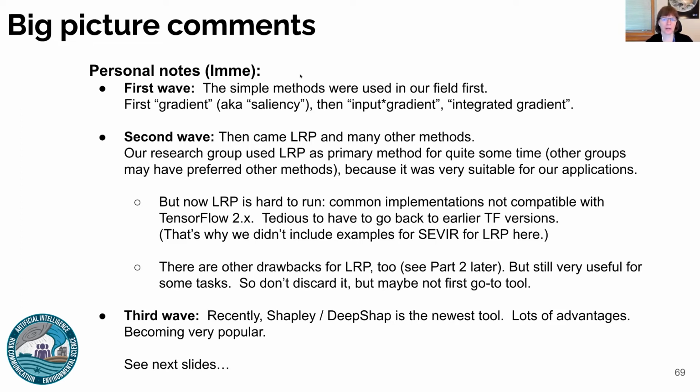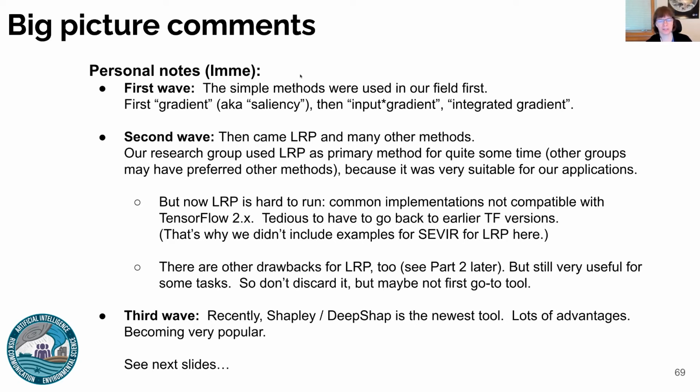Then came the second wave. A lot of methods came in our lab, and that's again why I call it personal notes. In our group, we mainly used LRP, layer-wise relevance propagation. So you may have seen some of our papers. We were actually pushing LRP very hard because it had some advantages over input times gradient. But recently, the LRP method has become hard to run. And that's exactly why you didn't see results for the data set here, because now you have to go back to TensorFlow 1.x, because the current implementation is not compatible with TensorFlow 2.x.